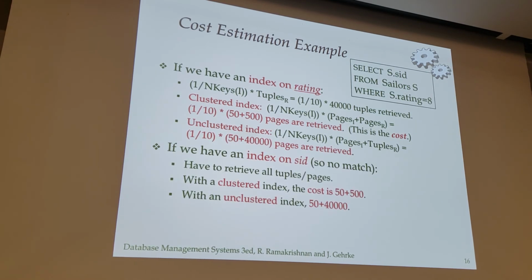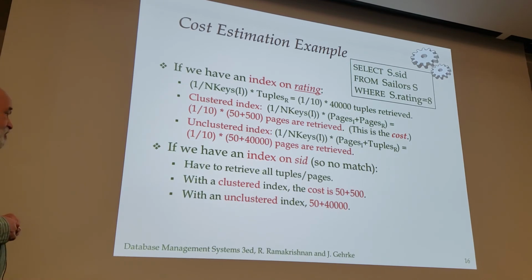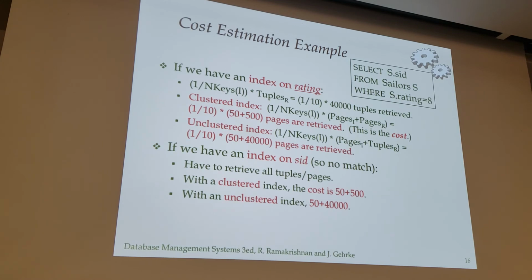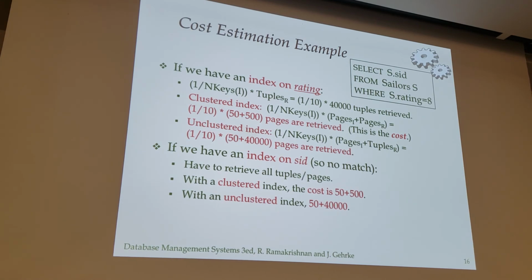And if there is no index on rating, but you have an index on SID, so seller ID is another column that you have, you can use the index. You can also do a relation scan. What happens if we go ahead and use the index? Again, the index doesn't help me reduce things at all. But I could go ahead and use the index.